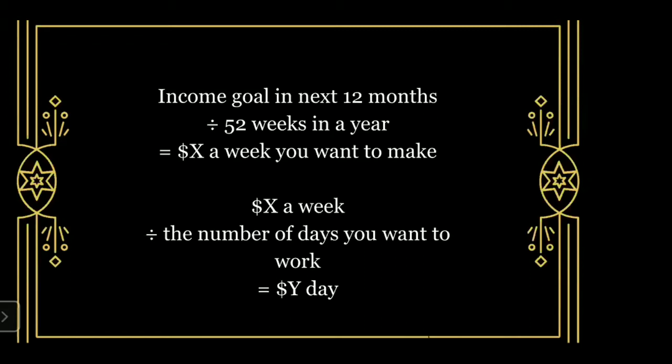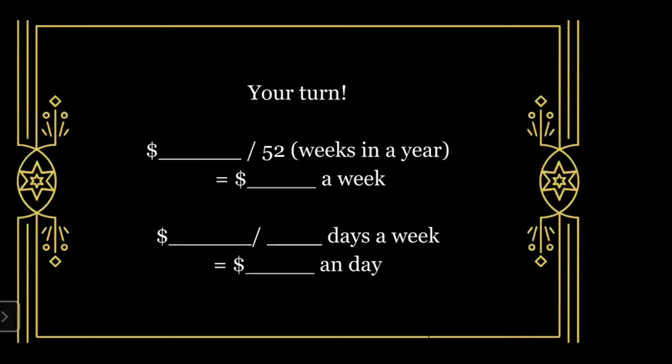And so you take the money you want to earn for the year, you divide it by 52 weeks, and that's how much a week you need to earn. Okay. And so that alone is really good to know. How much a week do I need to earn? Because we might not be earning the exact same amount every single day. But at the end of the week, we want to look and see, did I hit my numbers? Okay. And then you take that number and you divide it by the number of days you want to work.